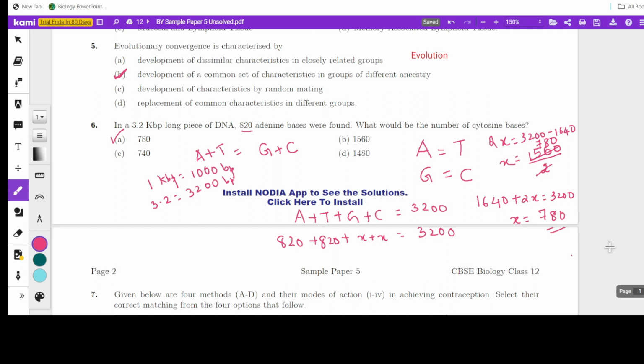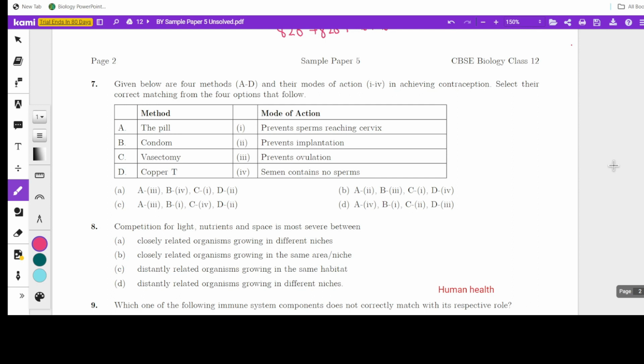Clear? Given below are 4 methods and their modes of action in achieving contraception. Select their correct matching from the 4 options that follow. Okay, so let's see. Pill. Prevents sperms reaching cervix, prevents implantation, prevents ovulation. Yeah, prevents ovulation. Condom prevents sperm reaching cervix. Vasectomy, semen contains no sperms. And copper T prevents implantation.